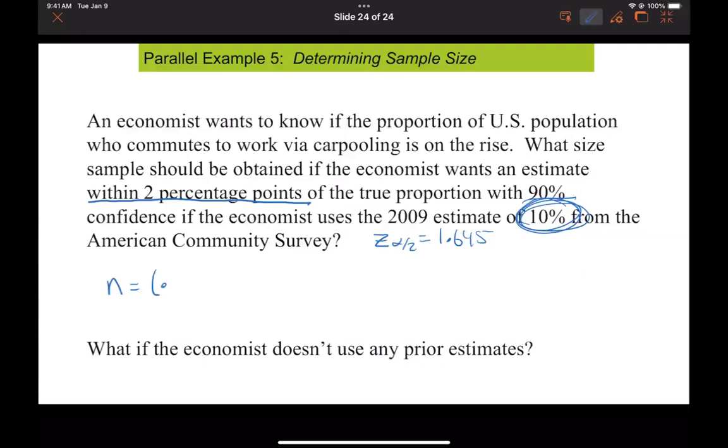Therefore, our N, our sample size, is going to be 0.1 times 1 minus 0.1 times the Z-score of 1.645 divided by the margin of error of 0.02 squared. So 0.1 times 1 minus 0.1 times the Z-score over the margin of error, and then square that. Let's put this in our calculators and see how we do.